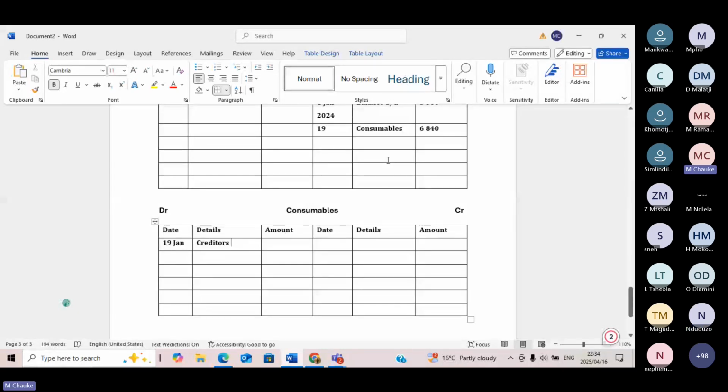Do you agree? No problem. 360 is the 5%. Do you agree? Yes. But now we have to subtract it from 7,200. When you subtract it from 7,200, how much are you getting?